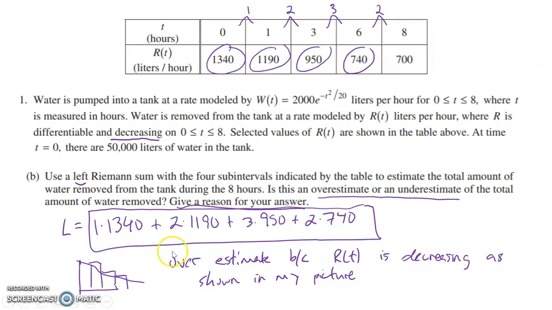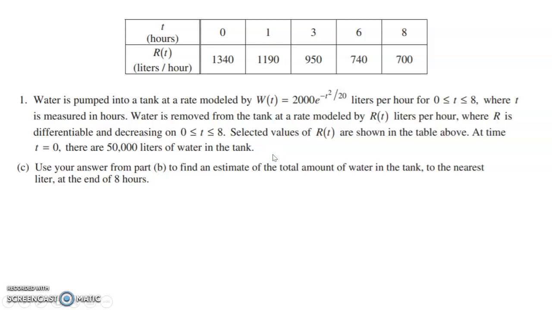So let's go to part C. Remember, we're not doing D. So use your answer from part B to find an estimate of the total amount of water in the tank at the end of 8 hours. So this one, remember it started with 50,000.